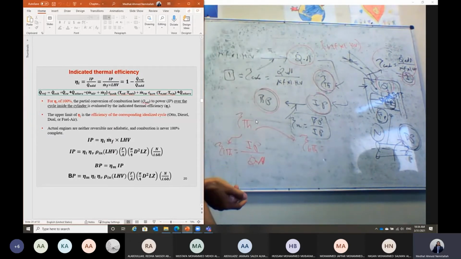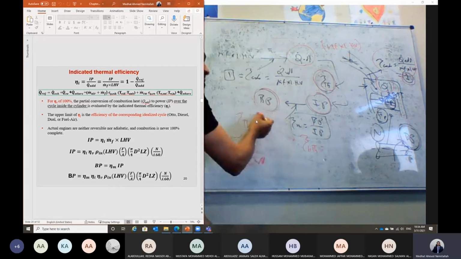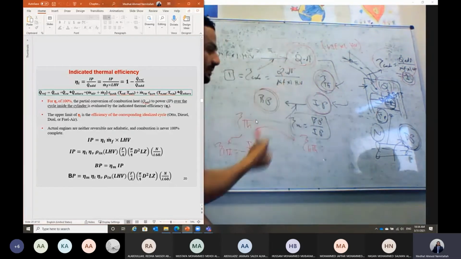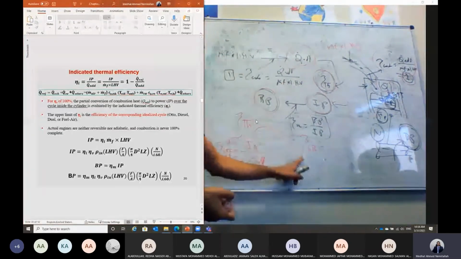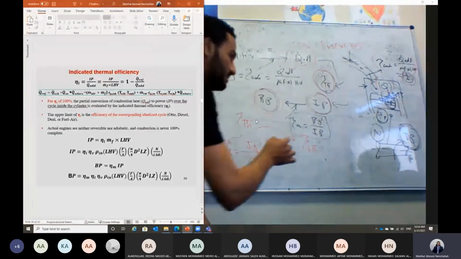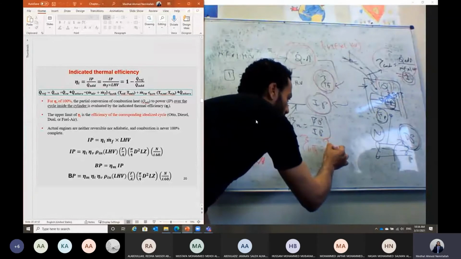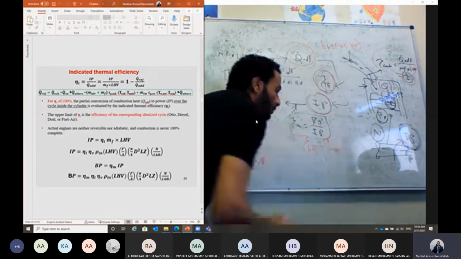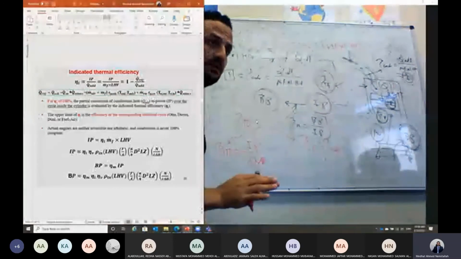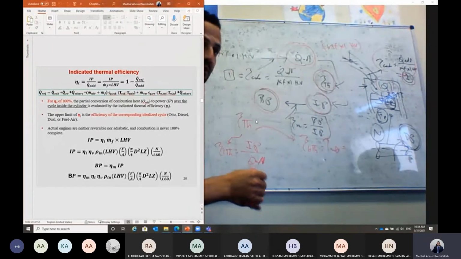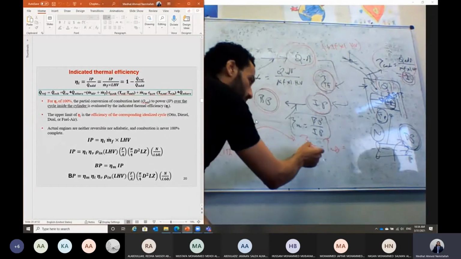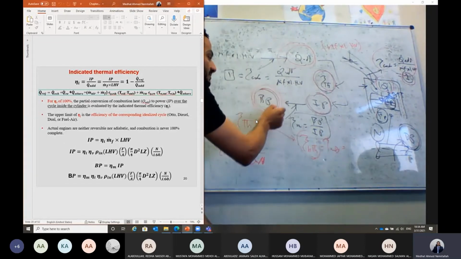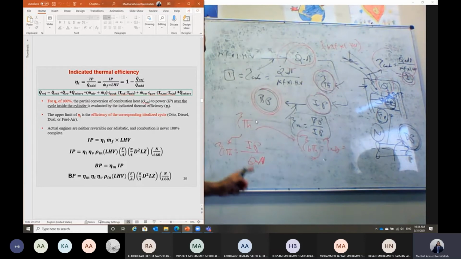Why do we call it overall? Because it considers the final output divided by the initial input. So we call it eta overall, or eta thermal in general. If you have an engine and somebody tells you the thermal efficiency of this engine is equal to this value, he should be talking about the eta brake thermal, because he should be talking about the final outcome. But we have another important efficiency, which is eta indicated thermal.